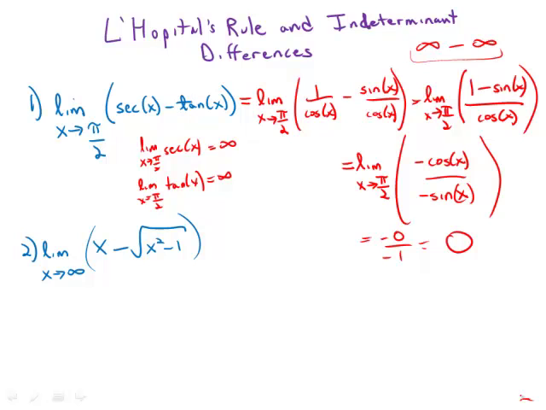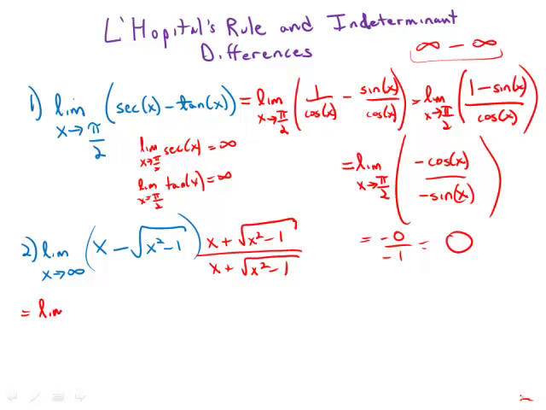Number 2, we also have an indeterminate form of the form infinity minus infinity, because of course as x goes to infinity, x itself becomes infinity, and the square root of x squared minus 1 also goes to infinity. Well, here, as you might suspect from our work with limits, what we're going to do is just multiply by the conjugate in the numerator and the denominator. So we're going to multiply by x plus the square root of x squared minus 1 over x plus the square root of x squared minus 1.